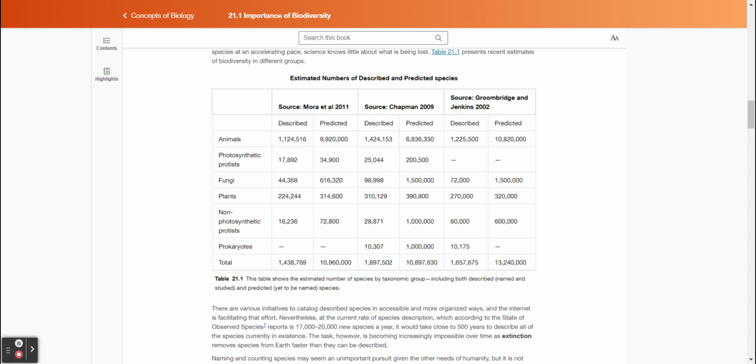There are various initiatives to catalog described species in accessible and more organized ways, and the internet is facilitating that effort. Nevertheless, at the current rate of species description, which according to the State of Observed Species reports is 17,000 to 20,000 new species a year, it would take close to 500 years to describe all of the species currently in existence. The task, however, is becoming increasingly impossible over time as extinction removes species from Earth faster than they can be described.